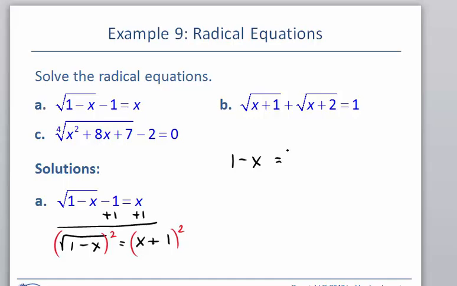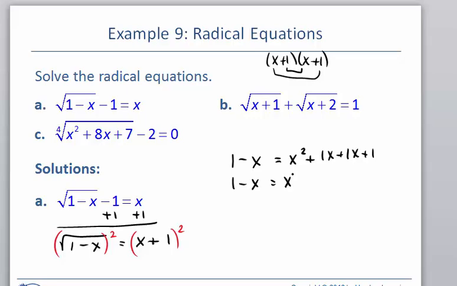On the right-hand side, you have x plus 1 times x plus 1, which you are going to need to FOIL out. So you might jot that down somewhere off to the side so you can see it and then FOIL it out. First times first is going to give you x squared. Outside gives you 1x, inside gives you 1x, and last gives you 1. So we have 1 minus x is equal to x squared plus 2x, combining those middle terms, plus 1.